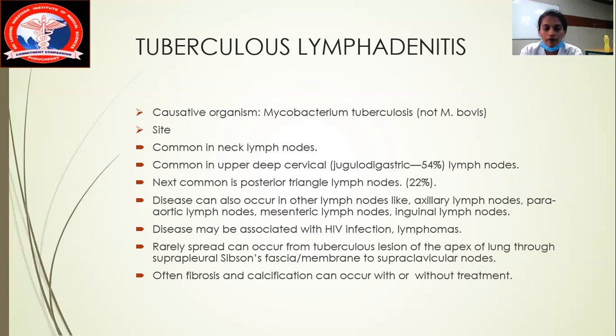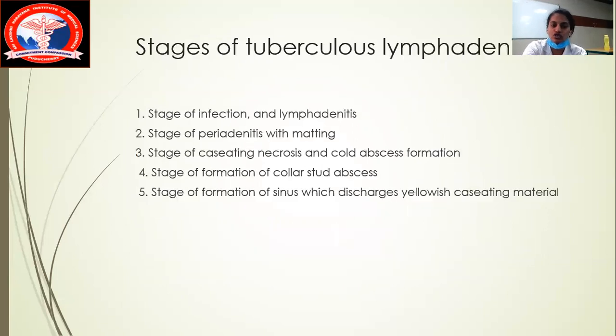Often fibrosis and calcification will occur in these nodes, with or without treatment given to that particular patient. Therefore, you can expect an abscess to be present in the collar region, where it can rupture and become an ulcer, or else it can go for fibrosis as well as calcification. If I tell you that the patient's collar stud abscess has gone to rupture as well as calcification, you have to start thinking about the stages of tuberculous lymphadenitis.